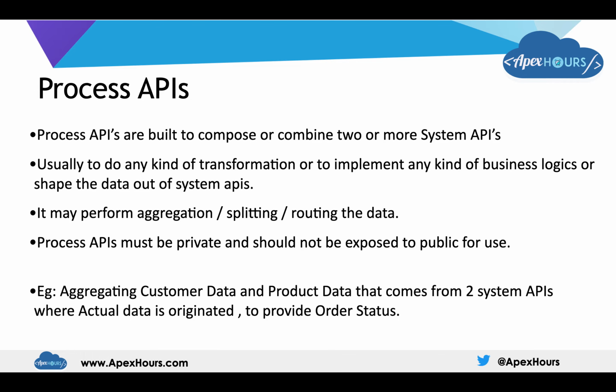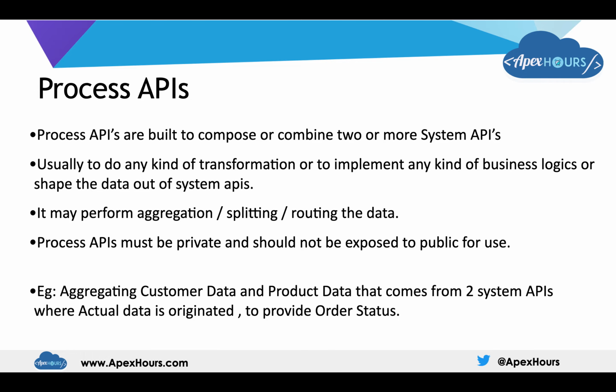If you want to remember it this way, to do any kind of transformation or to implement any kind of business logic or shape the data out of system APIs, you will be using process APIs. And it may perform business operations like aggregation or splitting or routing the data. And last point, process APIs must be private and should not be exposed for public use, because you are doing some logic.